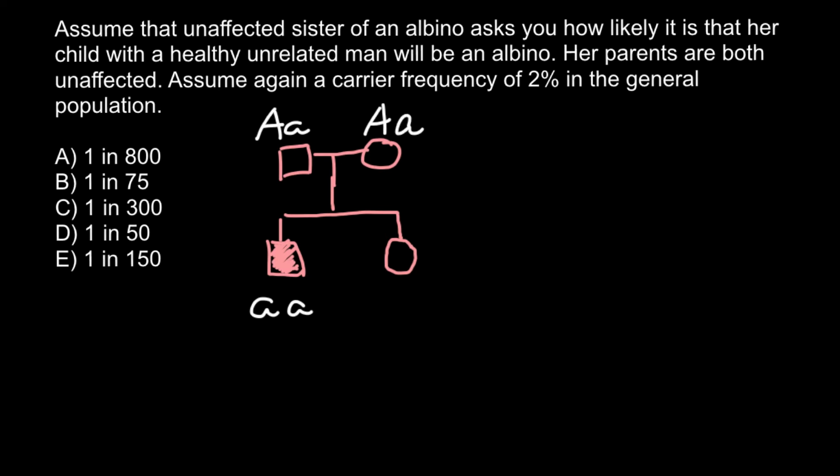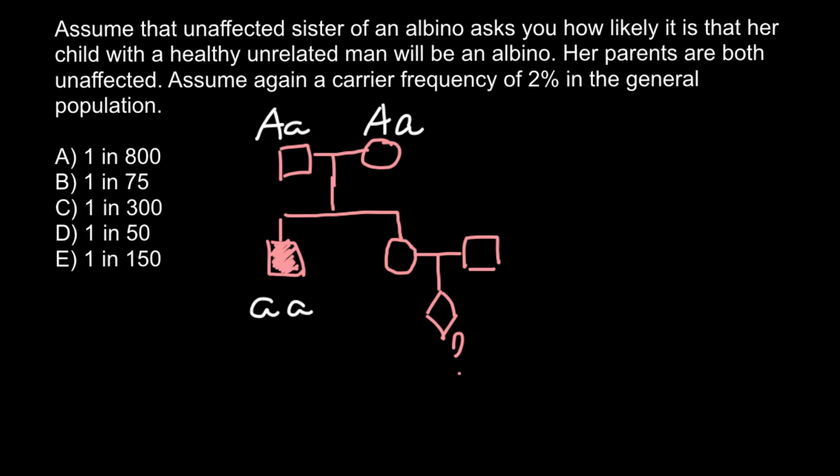As for this female, we also know that she marries an unrelated male, and now we have to find the probability for the progeny to be affected. This is not a sex-linked genetic disorder, so the sex of the progeny is not important. So what is the probability for this female to be also a carrier?